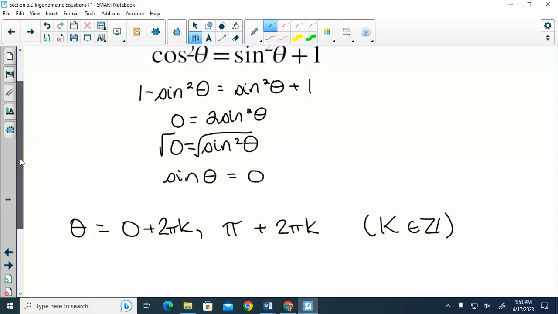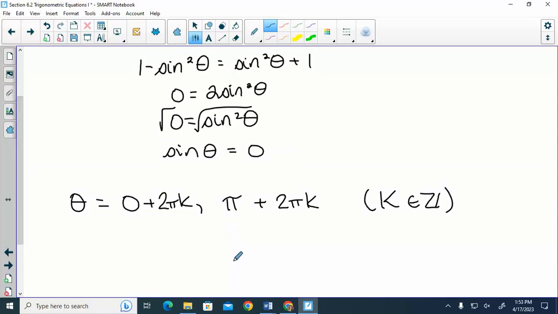Now there are other ways you could write this. 0 plus 2 pi k is the same as 2 pi k. If you're looking in the back, it might just say pi k, because this happens every multiple of pi. As long as you have an equivalent form of describing the solution, that's fine. I'm not going to be picky about how you do it.